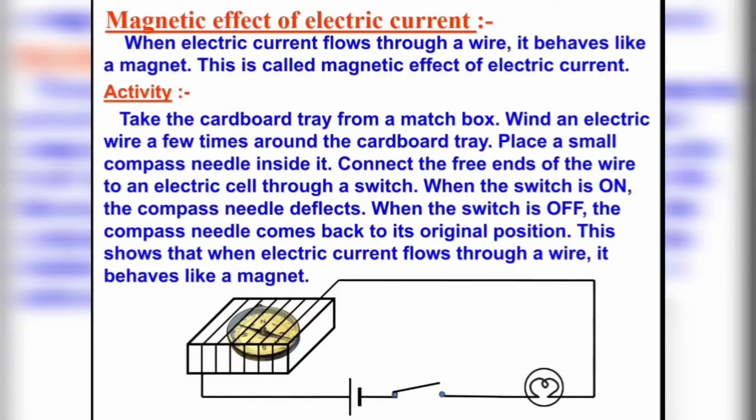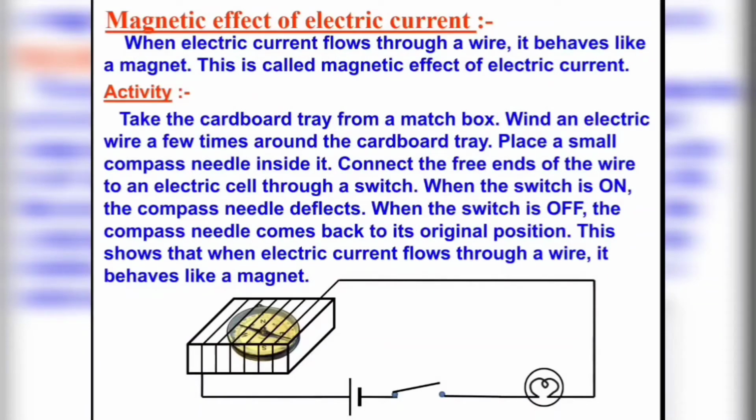Can you recall what you studied about magnets in last class? You know that magnets can attract certain substances such as iron, and till now we have studied electricity and magnetism separately. However, now you will understand that electricity and magnetism are closely related, and this could be studied in the magnetic effect of electric current.